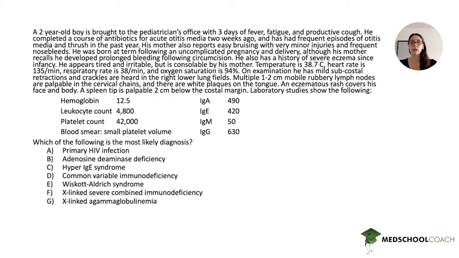Multiple 1 to 2 centimeter mobile rubbery lymph nodes are palpable in the cervical chains, and there are white plaques on the tongue. An eczematous rash covers his face and body. A spleen tip is palpable 2 centimeters below the costal margin. Laboratory studies show the following. Which of the following is the most likely diagnosis?